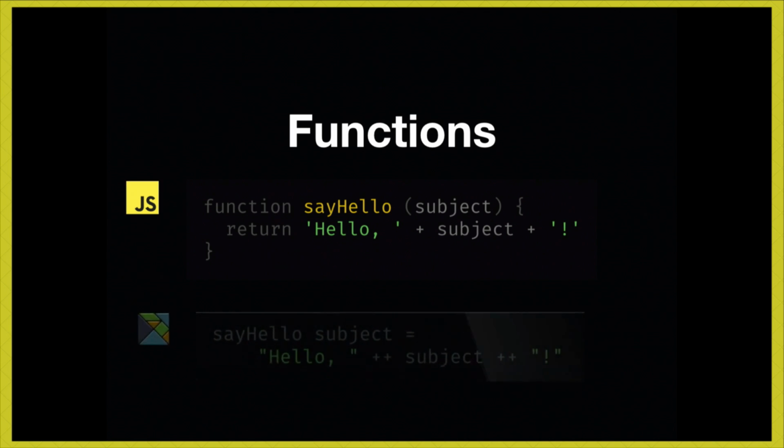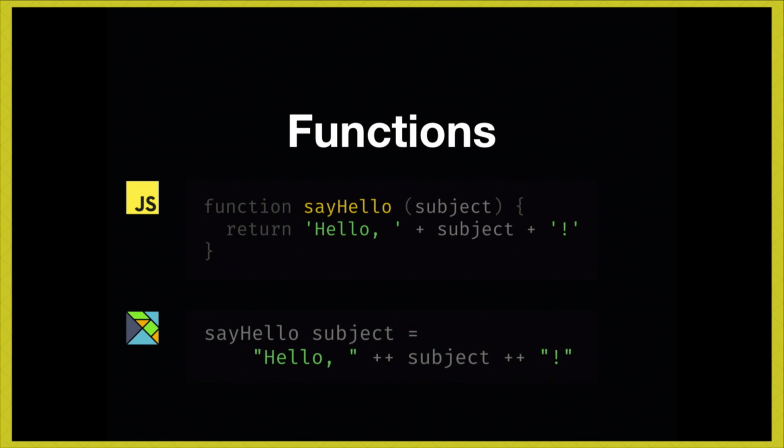This is what it looks like in Elm. So the first thing you'll notice is the function name, then the arguments without parentheses. And also if we had multiple arguments, there wouldn't be commas between them, just spaces. And then the equal means that we're moving from the function definition to the function body.